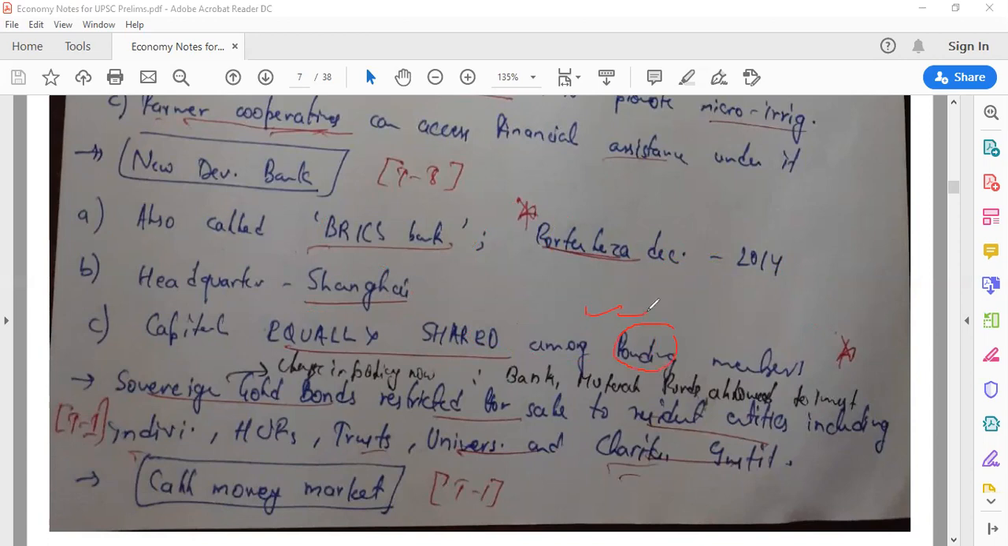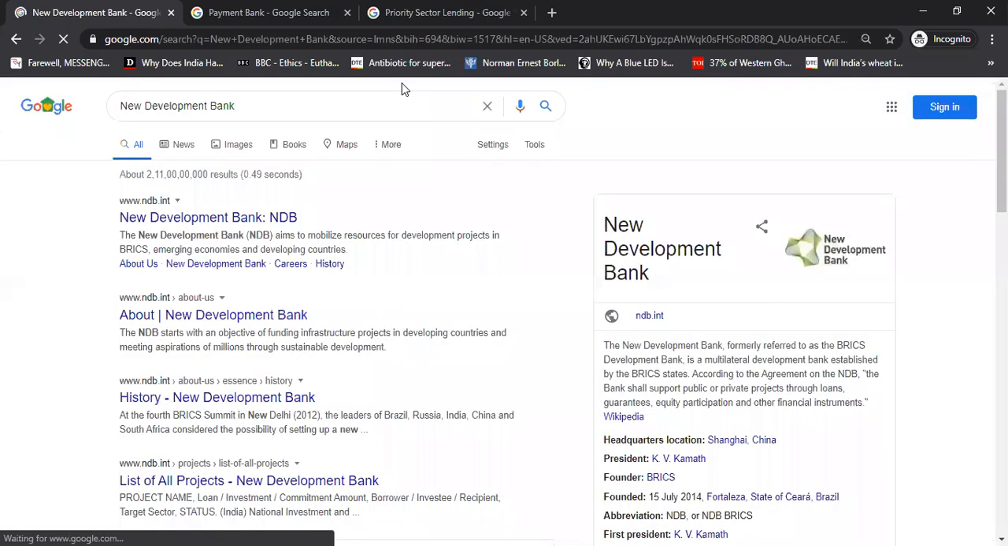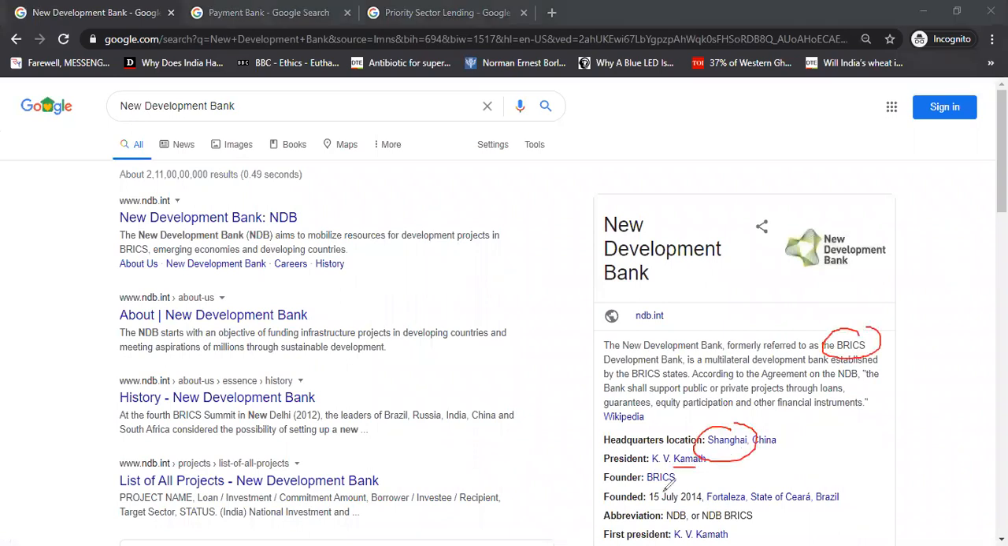Now let's see certain figures associated with New Development Bank, because when we see certain figures, we tend to remember better. New Development Bank is also called BRICS Development Bank. The headquarters is in Shanghai, which is a coastal town. The president is KV Kamath, founder is BRICS, founded in 2014 in Fortaleza in Brazil.